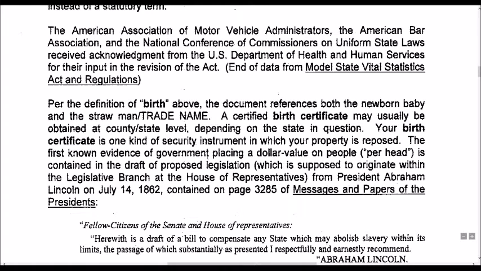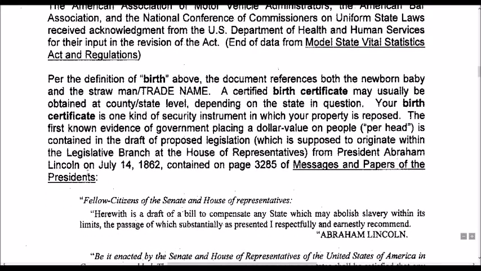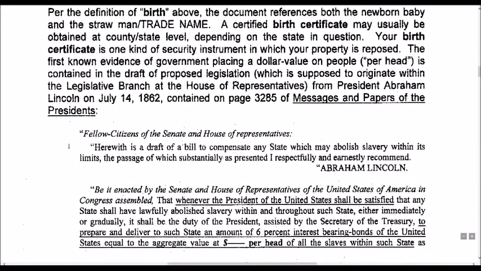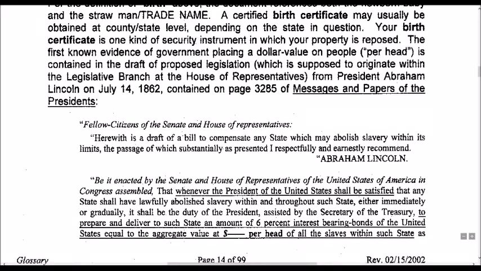The first known evidence of government placing a dollar value on people, or per head, is contained in the draft of proposed legislation, which is supposed to originate with the legislative branch, sent to the House of Representatives from President Abraham Lincoln on July 14, 1862, contained on page 3285 of Messages and Papers of the President. Quote, fellow citizens of the Senate and House of Representatives, herewith is a draft of a bill to compensate any state which may abolish slavery within its limits, the passage of which substantially as presented I respectfully and earnestly recommend. Close quotes.